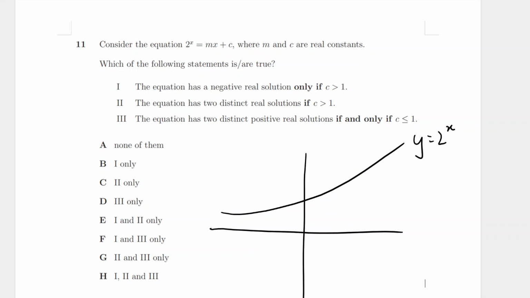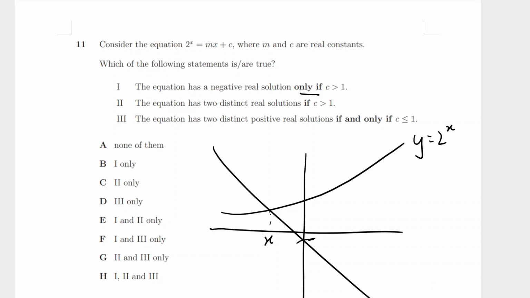Now, it says only if, right? So if we find a counterexample, then it's fine, right? Okay, so can we find a counterexample such that there's a negative real solution, but c is less than or equal to 1? Well, you just do something like this, right? Then the statement is wrong, because for this one, c is less than 1, and the equation also has a negative real solution here, whatever x value this is. Okay, so 1 is wrong.